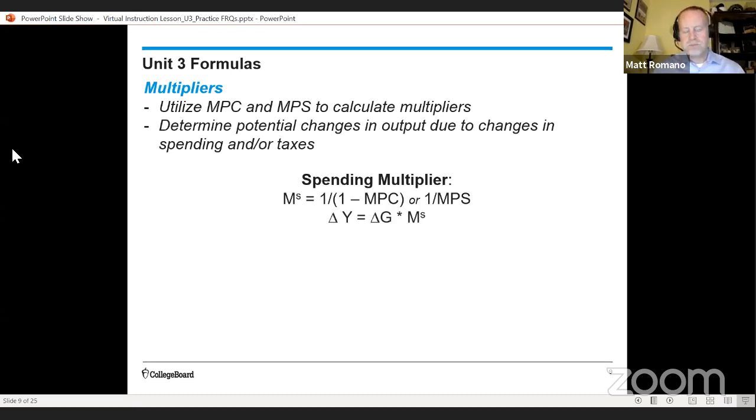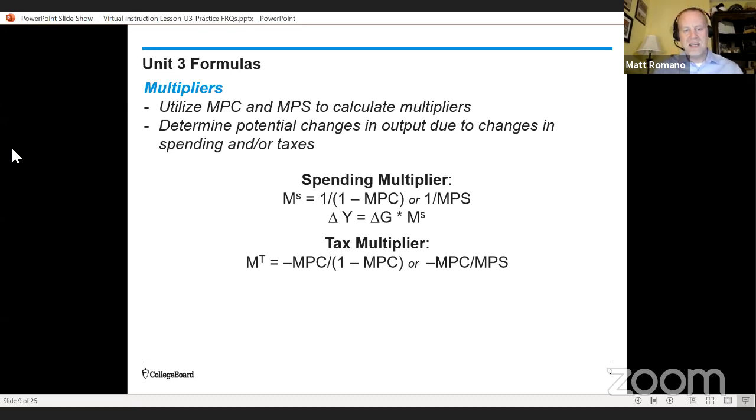How do we use that? To calculate any change in output, I just take a change in spending. In this case, I put change in government spending, but it could be investment spending, net export spending. I take a change in spending and I multiply it by that spending multiplier. And that's going to tell me, if we have the full multiplier effect, this would be the predicted change in output. The tax multiplier, we need to know that as well for changes in taxes.